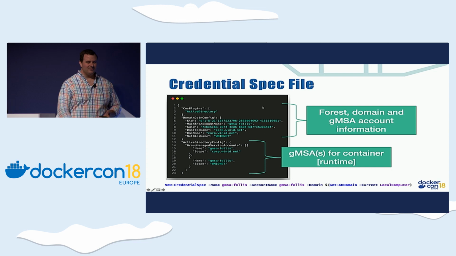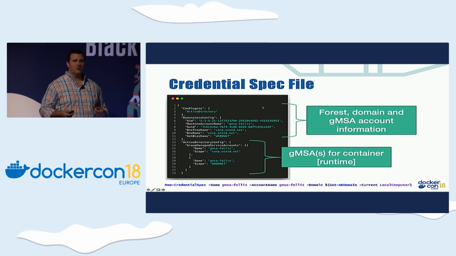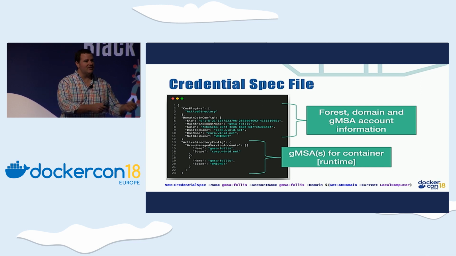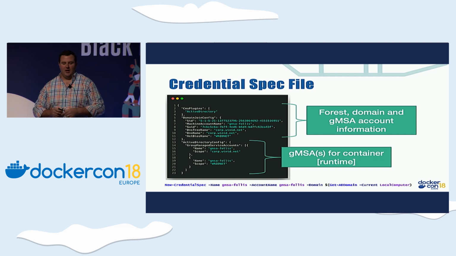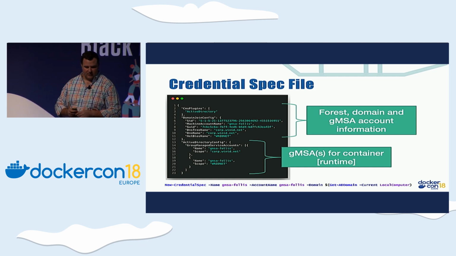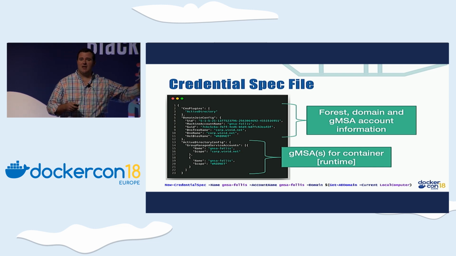So if I had a Windows container that was running, say, 4 or 5 Windows services, and I wanted 4 different gMSAs to be used there, I can pass all those in as a credential spec file. And then at the bottom you see we've got a simple generation. When it comes time to actually running that file, we can pass this JSON into the container in 2 ways.